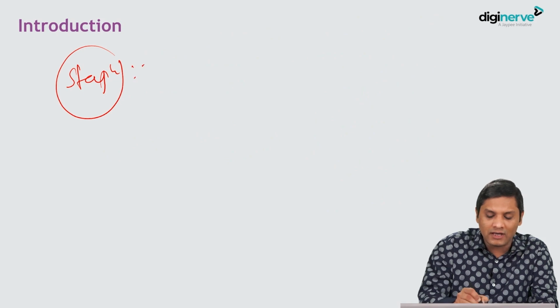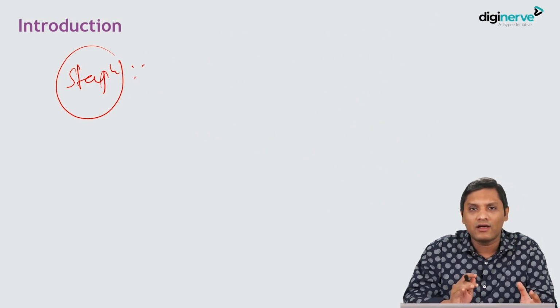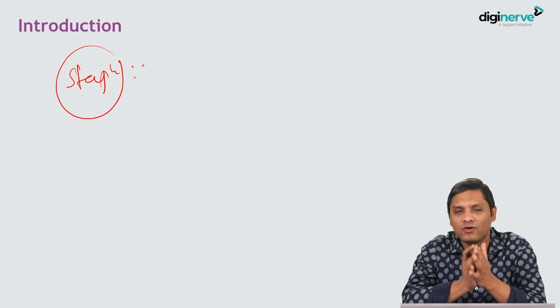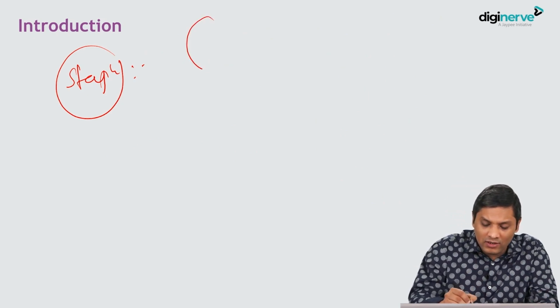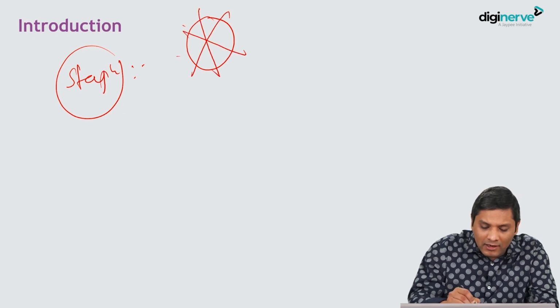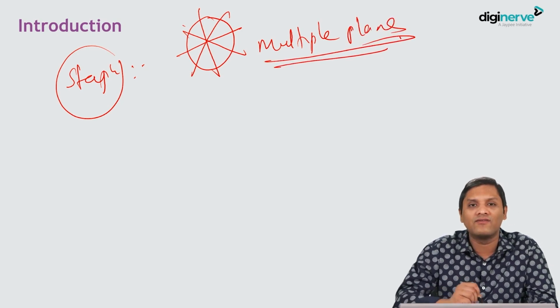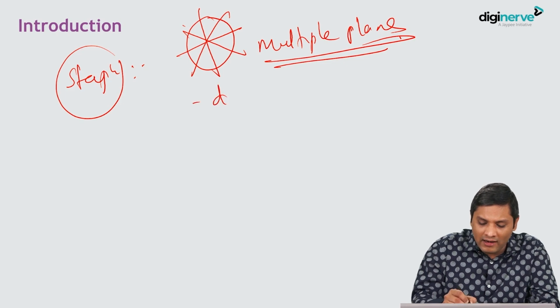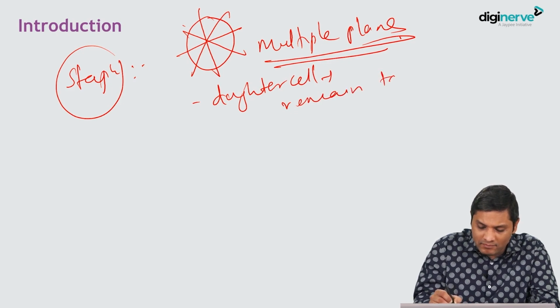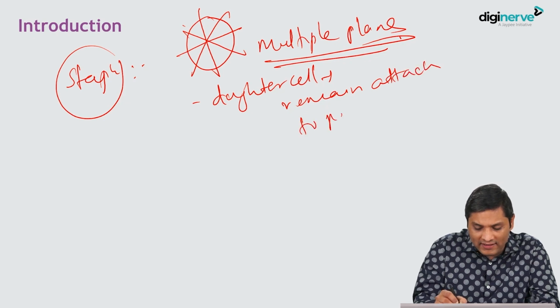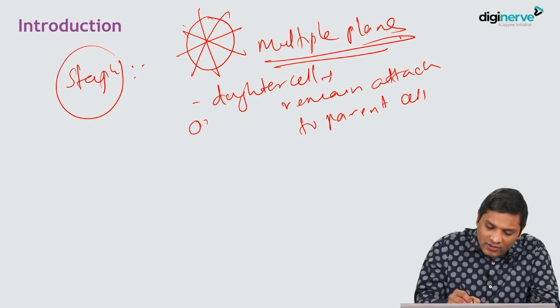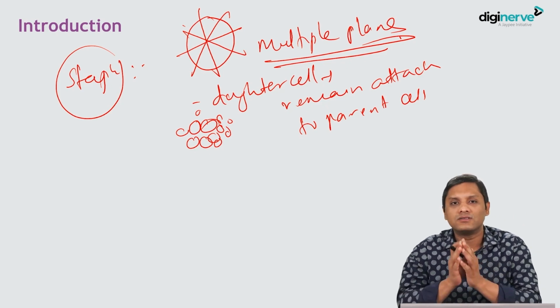In Staphylococcus, it depends upon the cell division. The gram staining appearance is purely dependent upon the cell division. In Staphylococcus, the cell divides in multiple planes, and the daughter cells remain attached to the parent cell. So after the cell division, the daughter cell attaches to the parent cell, hence they appear in clusters.